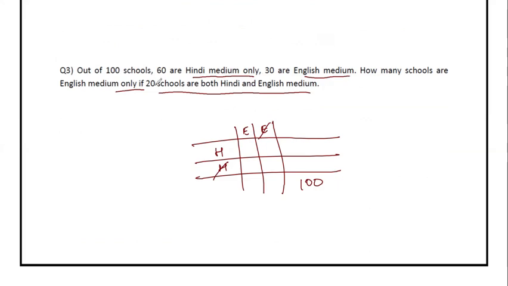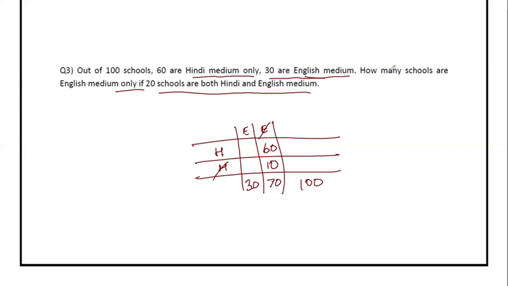Okay. So out of 100 schools, 60 are Hindi medium only. So Hindi medium only is this one. That is schools which have Hindi but not English. 30 are English medium. So 30 will come here because they're not saying only. They're saying 30, meaning not only. So 30 out here. So if 30 is out here, 70 is out here. That adds up to 100. This is 70. Then not English and not Hindi is 10.